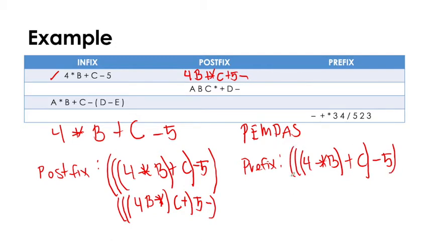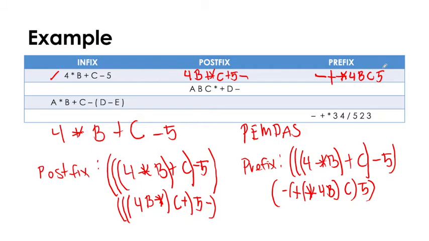Then after that, let's place all the operator signs at the beginning of the parentheses because it is a prefix. So we have here 4b, and then here, and then lastly 5 here. So for this one, our answer will be minus plus multiplication 4b c 5. There we go. So that's the answer for the first line.